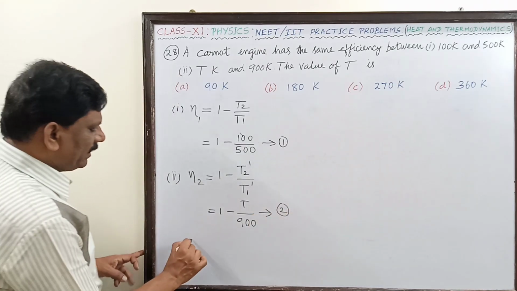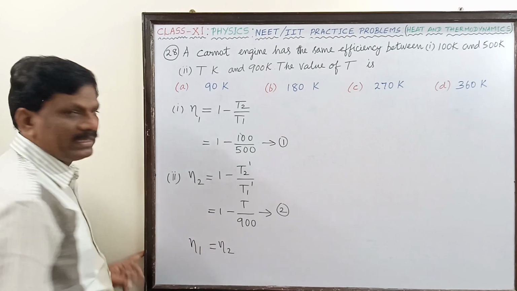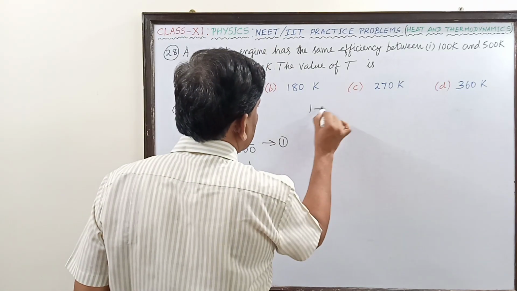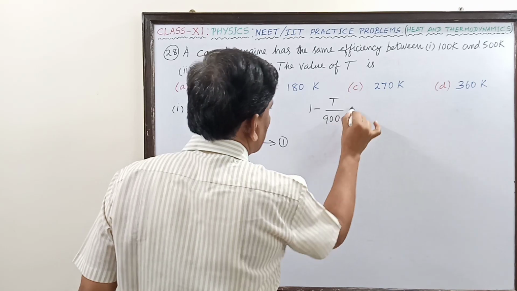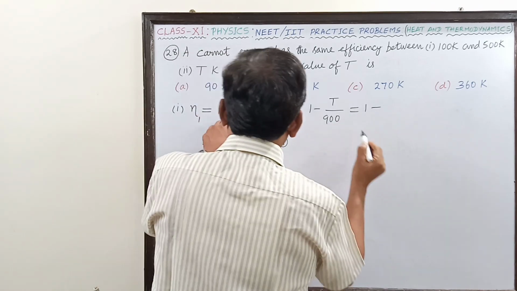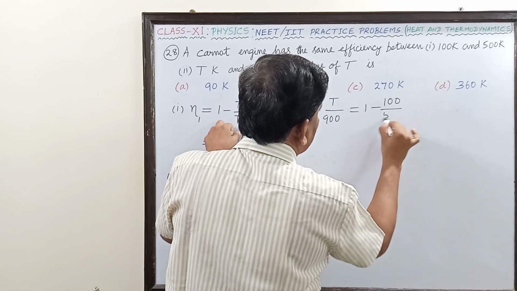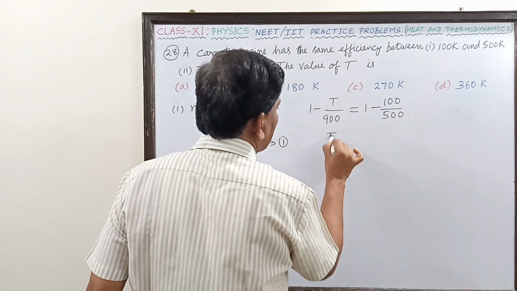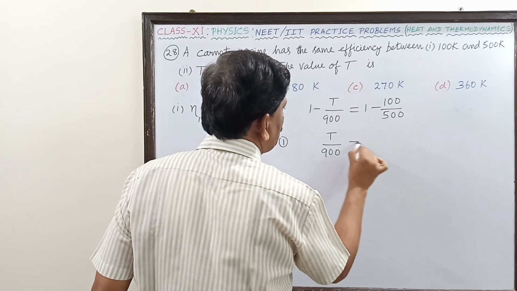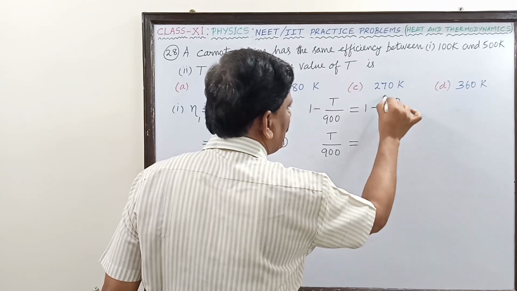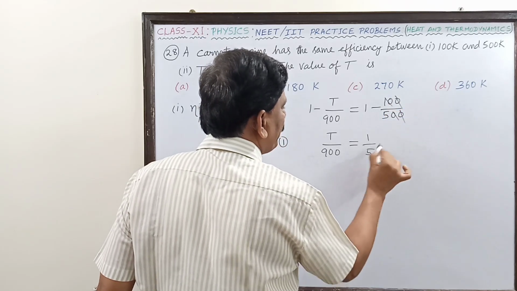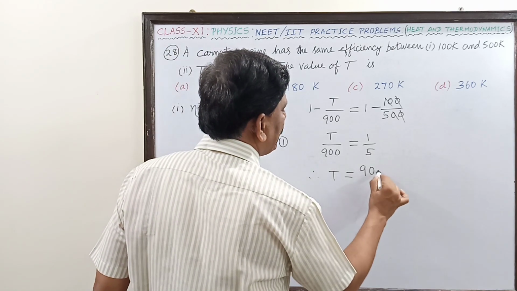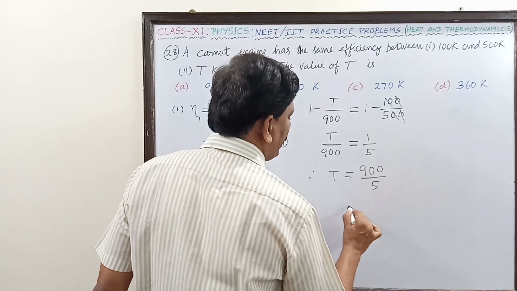Now what is given here: eta 1 is equal to eta 2, because the efficiency will be the same. So I am going to equate these two. So 1 minus T by 900 must be equal to 1 minus 100 by 500. Cancelling the 1 and the minus, T by 900 must be equal to 100 by 500, which can be written as 1 by 5. Therefore, T is equal to 900 divided by 5.